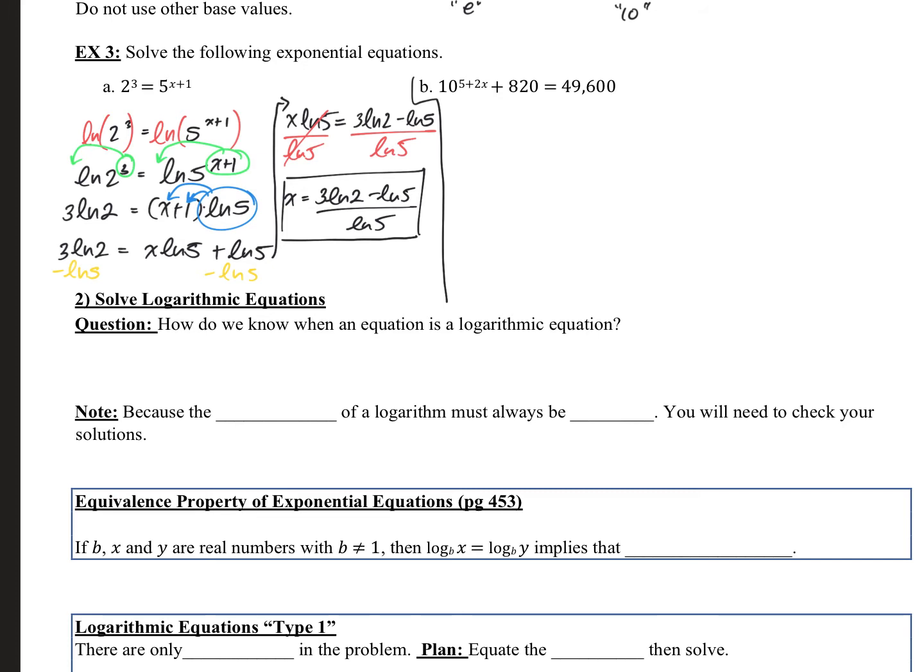Now let's take a look at the next problem. What kind of an equation is this? Well, it's exponential. How do I know that? Variable in the exponent.